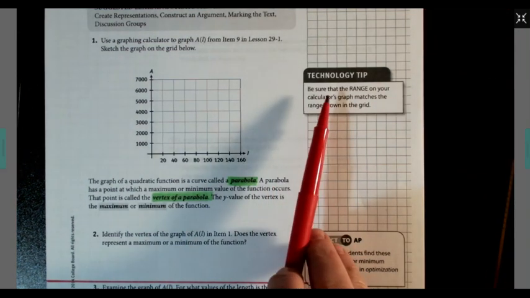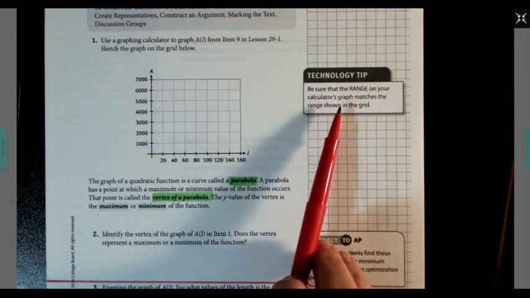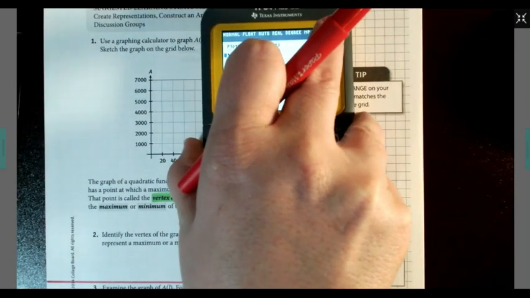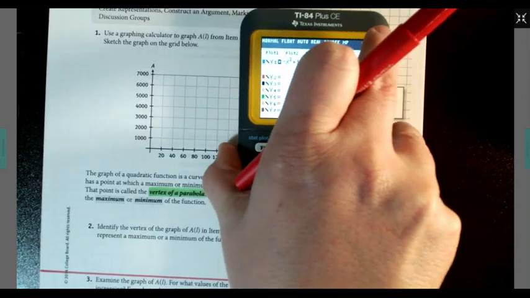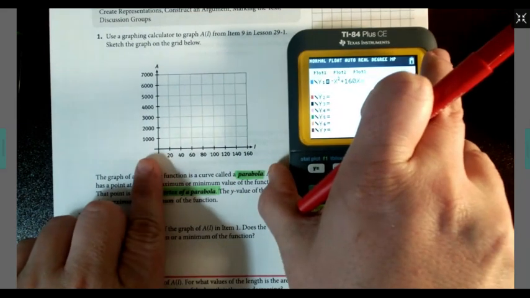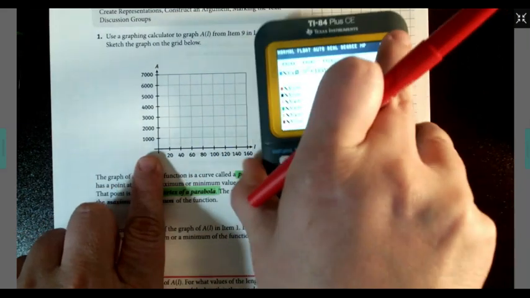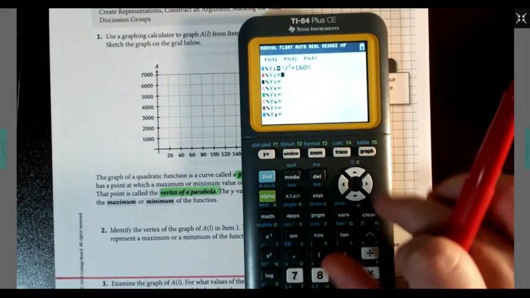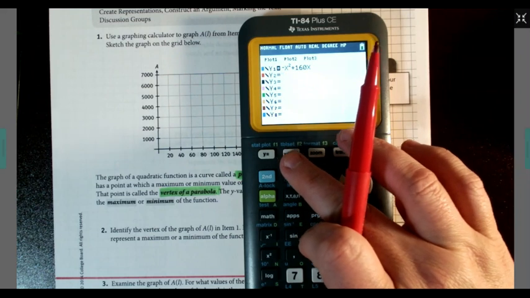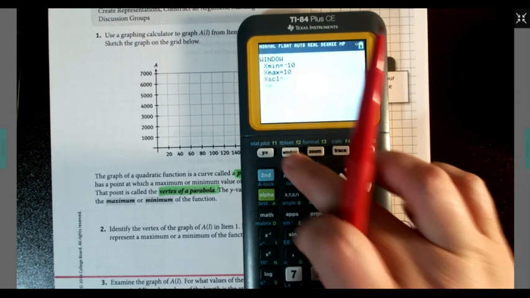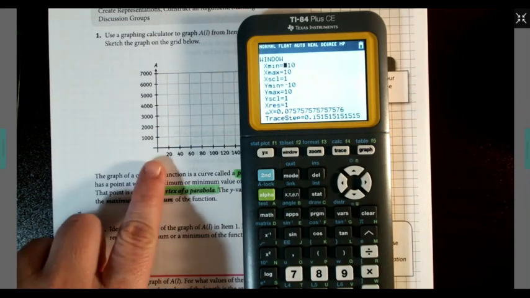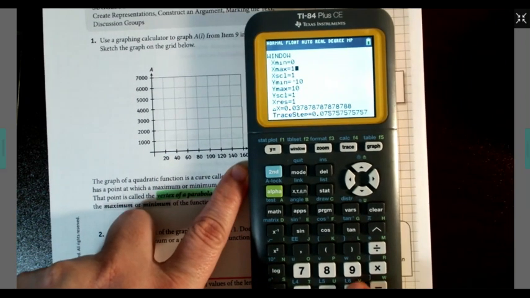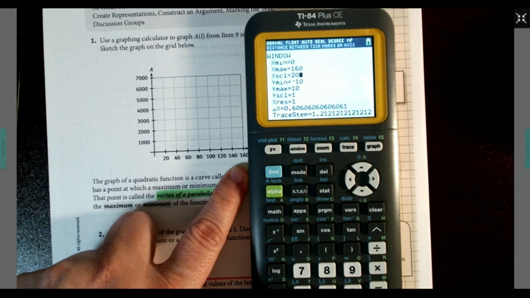Now, it does make a note: be sure the range of your calculator's graph matches the range on the grid shown. Okay. So it looks like on my x-axis, I go from 0 to 160, counting by 20s. So I'm going to show you how to type that in. Go to Window, the second button right underneath here. My x-min is 0. My x-max is 160. And my scale is 20s.